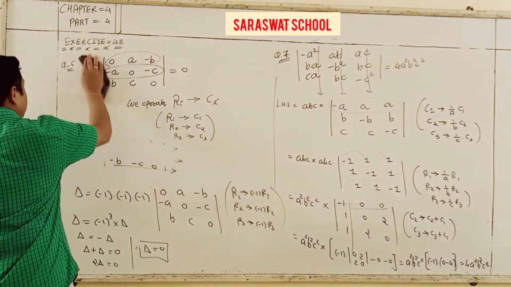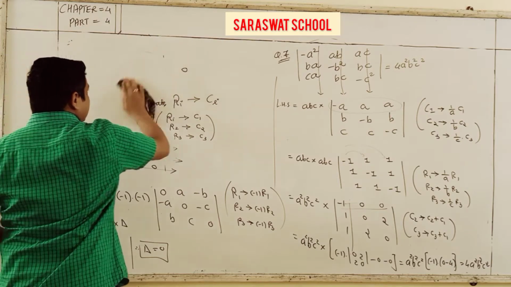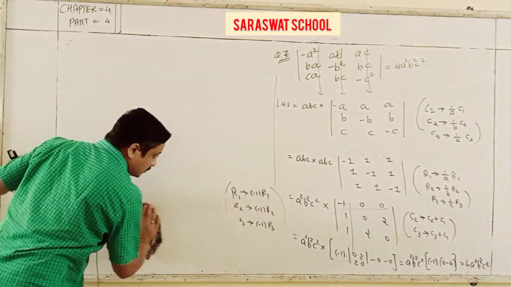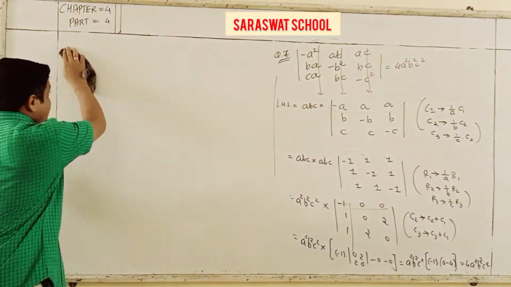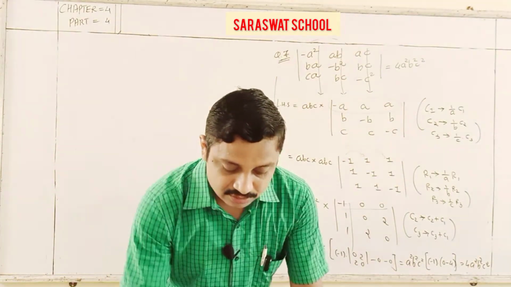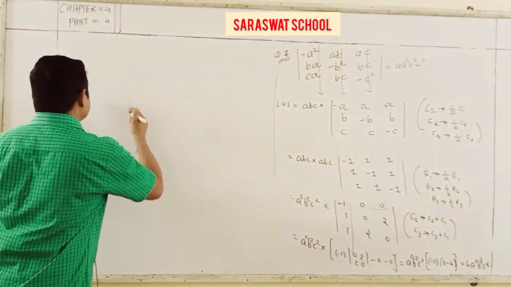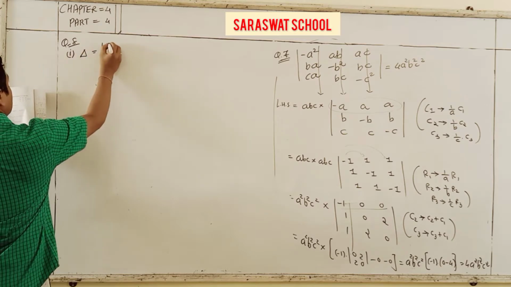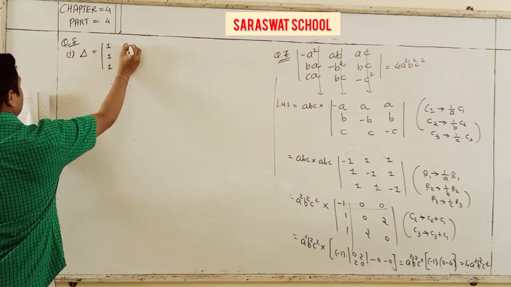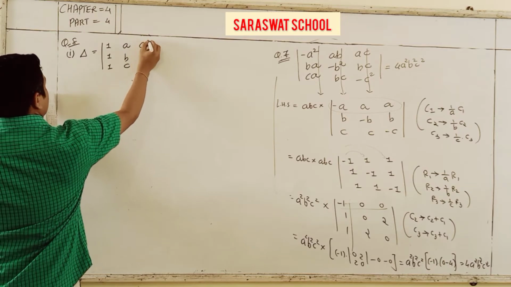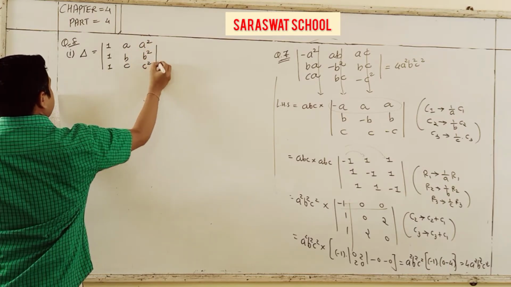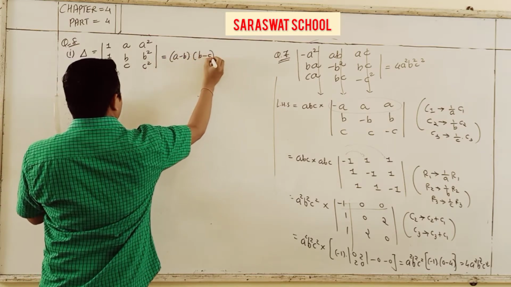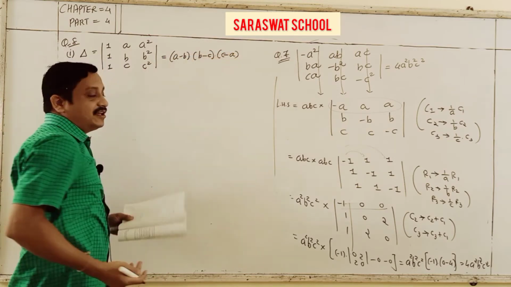Now continue in the 8th one. Prove again by using the properties. In the 8th there are a total of 2 questions. In the first one, del with rows 1, 1, 1; a, b, c; a square, b square, c square, and prove that it equals a minus b, b minus c and c minus a.